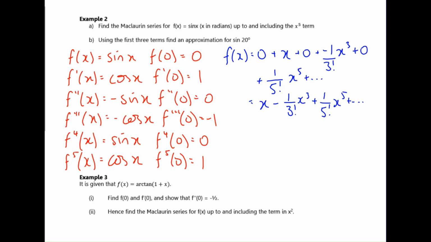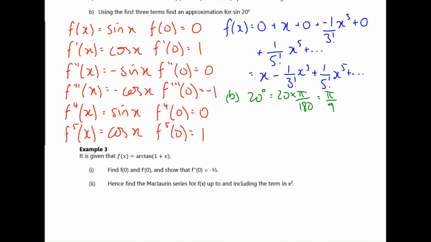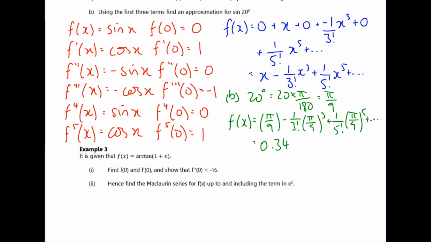It then asks us to use these first 3 terms to find an approximation for sine 20 degrees. So first off is to work out 20 degrees in radians by timesing by pi over 180. So you get pi over 9. You can then substitute this into your expansion. So you get pi over 9 minus 1 over 3 factorial pi over 9 cubed plus 1 over 5 factorial pi over 9 to the 5. Evaluate this and you'll get 0.34236.